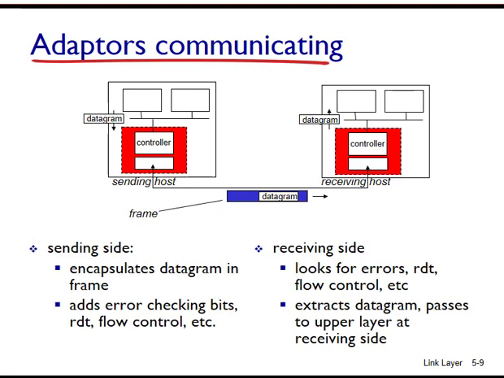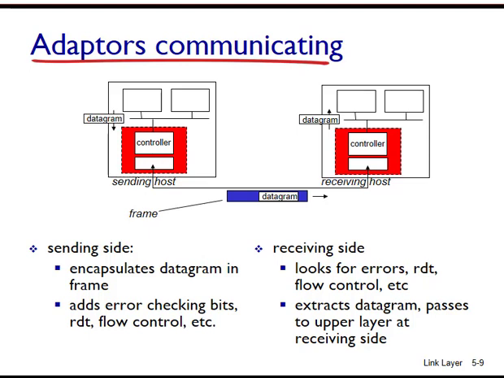On the sending side, the controller takes a datagram that has been created and stored in host memory by the higher layers of the protocol stack, encapsulates the datagram in a link layer frame, filling in the frame's various fields, and then transmits the frame into the communication link, following the link access protocol being used. On the receiving side, a controller receives the entire frame and extracts the network layer datagram.